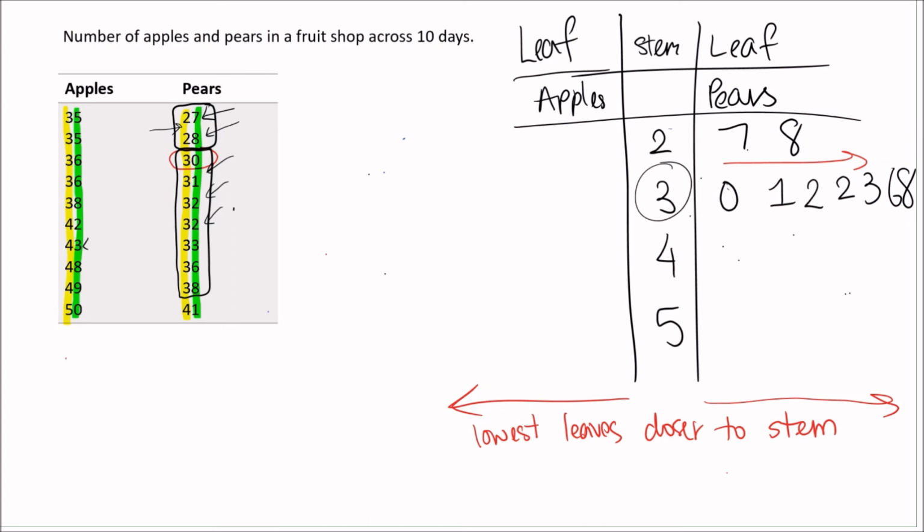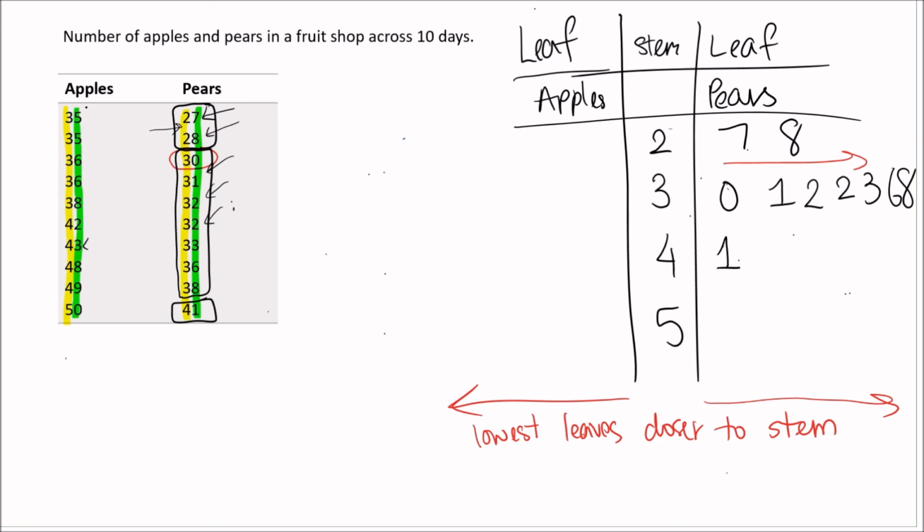Okay, so we're going to move on to stem 4. Stem 4, there's only one term, and that's a leaf of 1. Okay, so we're finished with our pears. That's where we could have just ended for our basic stem and leaf plot. But since we're doing back to back, we also have apples to do.